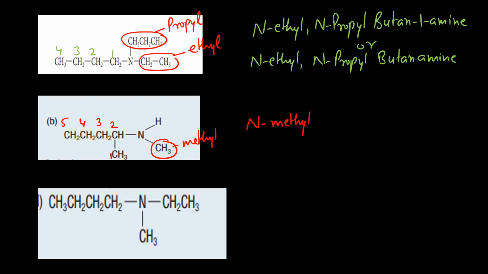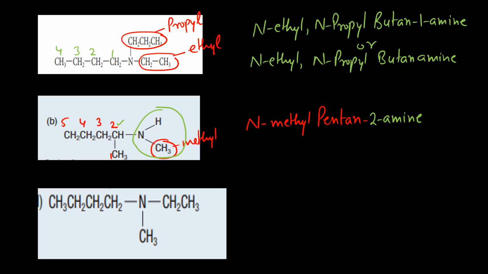Now what about the longest chain? In the longest chain I am having in total 5 carbons. So what do I write? I can write pentane. Okay, now with which carbon I am having amine? If you will see, I am having this amine group attached with the second carbon. So what do I write? I will write pentane 2-amine. So hope it makes sense. Now let's go to the next.